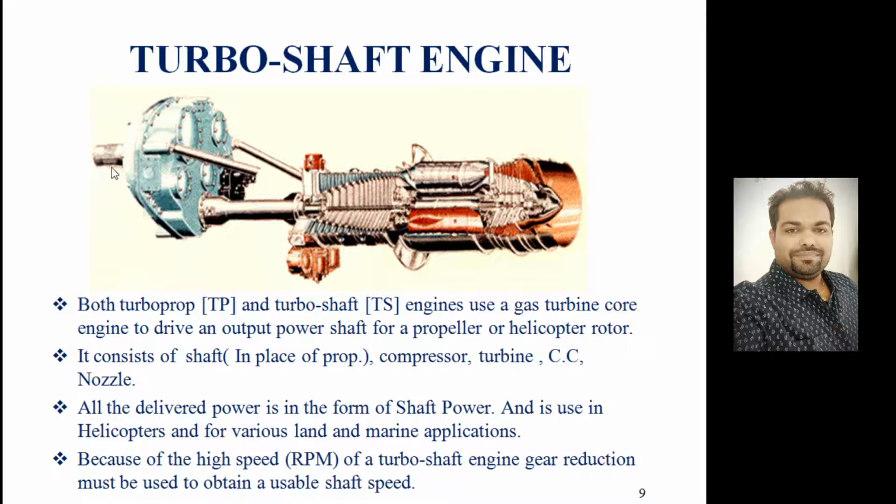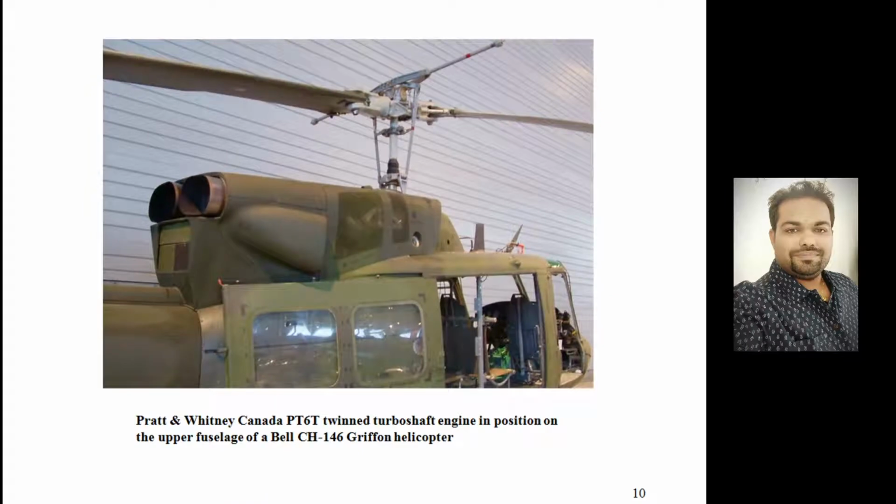Because of the high RPM of the turboshaft, we need a reduction gearing. This is the drawback of both the turboprop and turboshaft configurations. We need a reduction gearing to come to the rated speed at which it can effectively generate all the required thrust power.